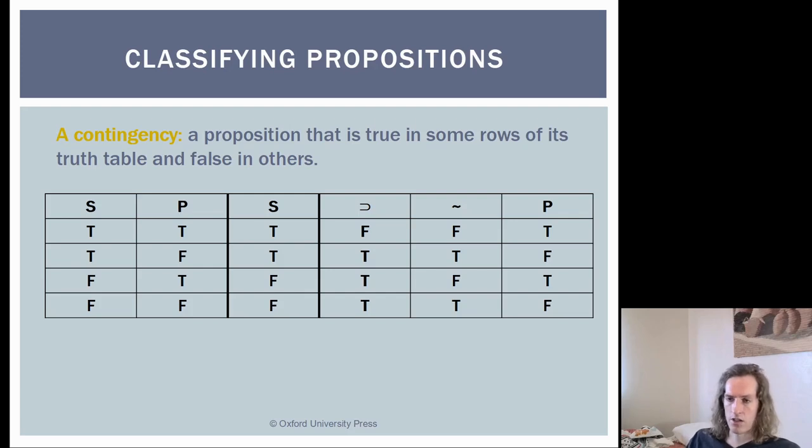Now, a different classification is a contingency. A contingency is a proposition that is true in some rows of its truth table and false in others. It's a little bit difficult to see, but our base column on the left here is just S and P. The statement that we're working with is if S, then not P. So the major operator in this case is going to be the conditional. On the left side, the antecedent here is going to be S, and the consequent is going to be not P. We can see that in the first row, if S, then not P is false, whereas in every other row it's true.